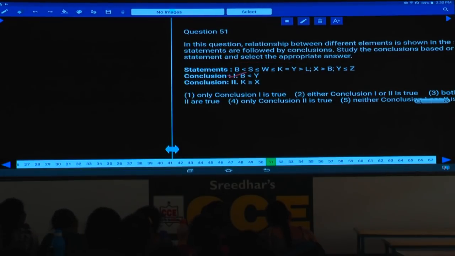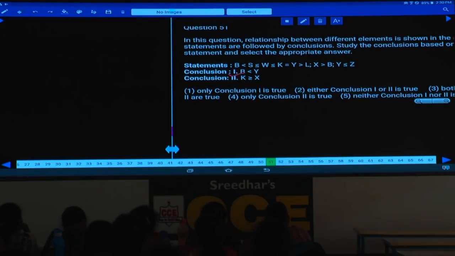Now the relation between K and X. K is here, X is here. What is the letter which is common between these two? B is common. Now the relation between B and K can be written as B lesser than K. Now X and B. Now B and K, B is lesser than K. Now in this one, what is the first conclusion here? First conclusion, B lesser than Y, definitely true.